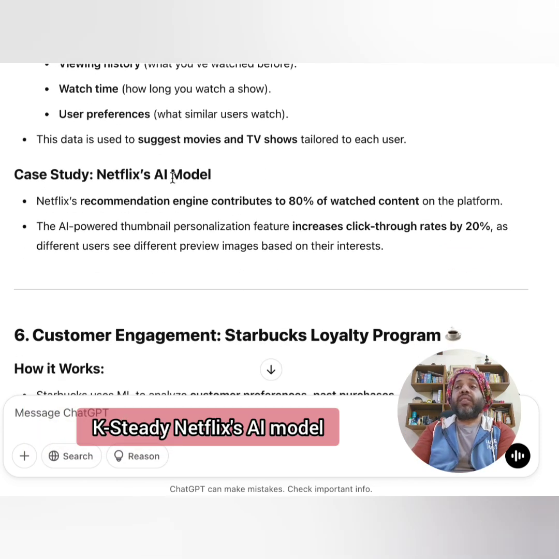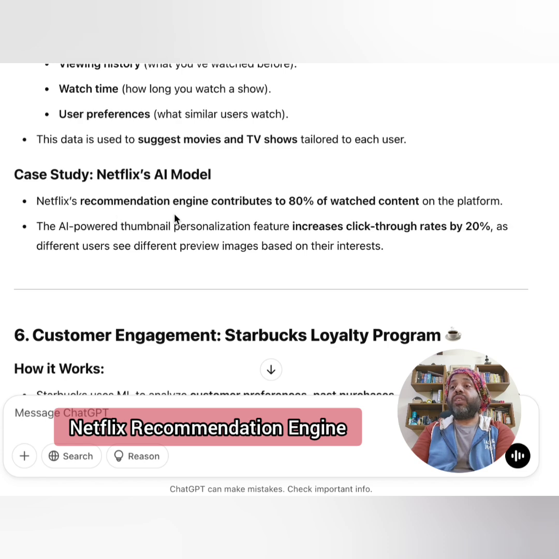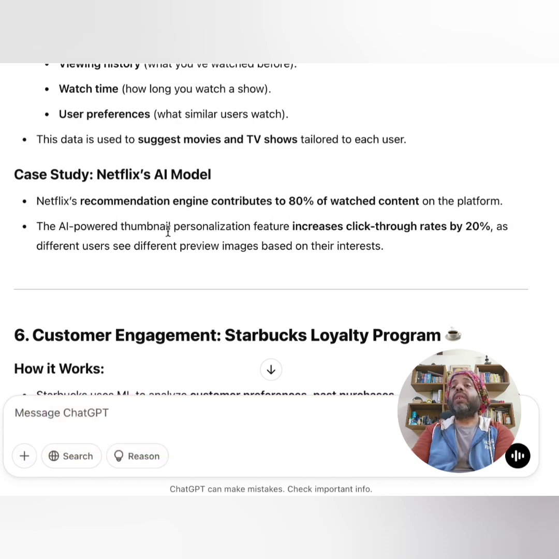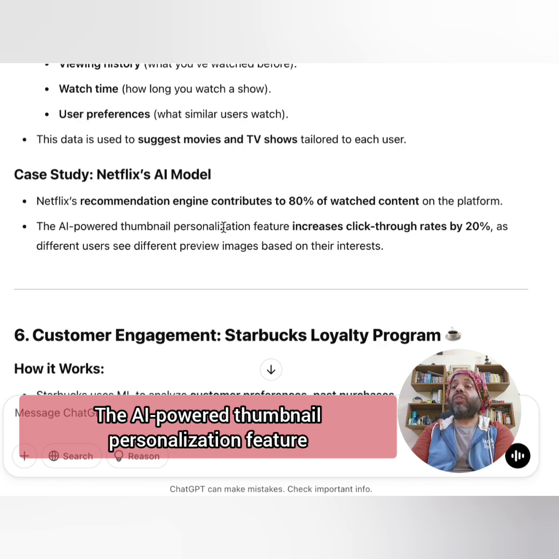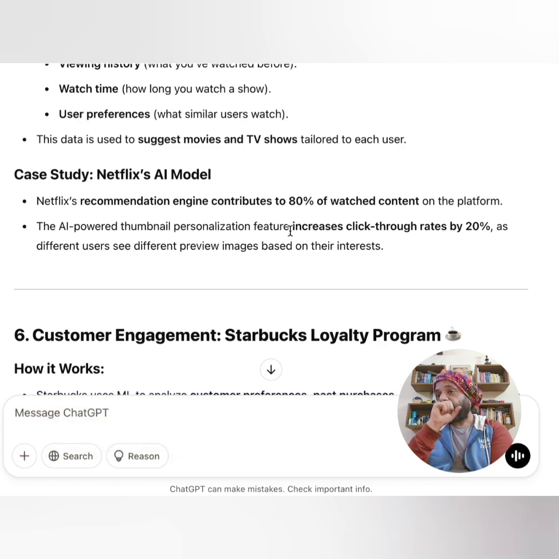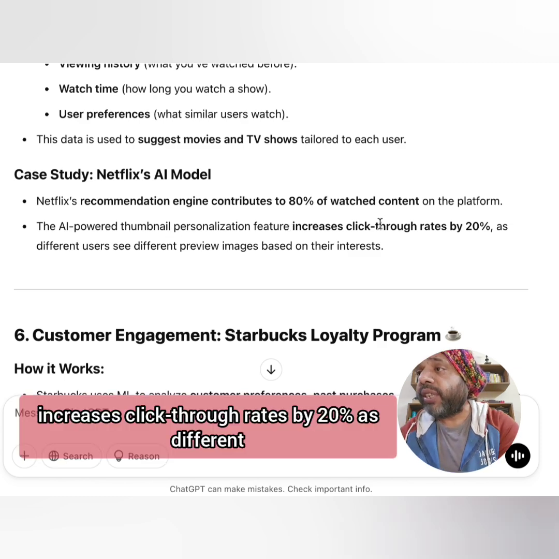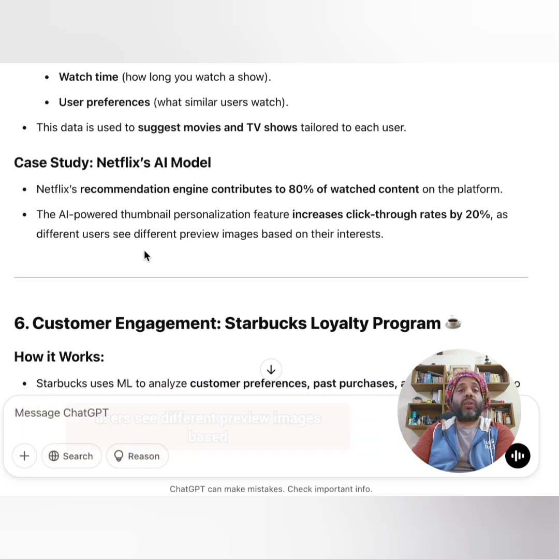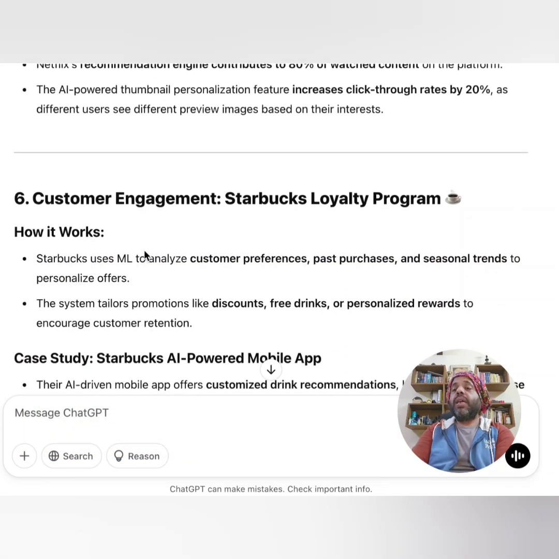Case study: Netflix's AI model. Netflix's recommendation engine contributes to 80% of watched content on the platform. The AI-powered thumbnail personalization feature increases click-through rates by 20%, as different users see different preview images based on their interests. All right.